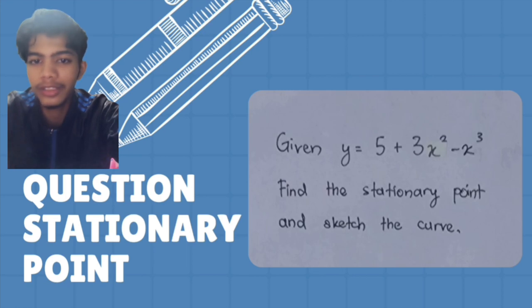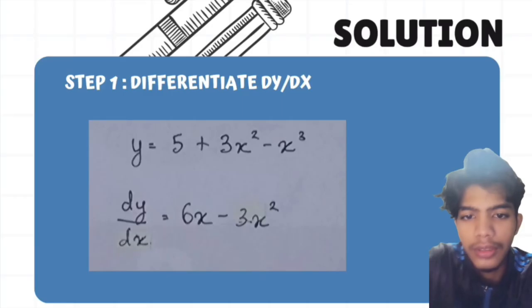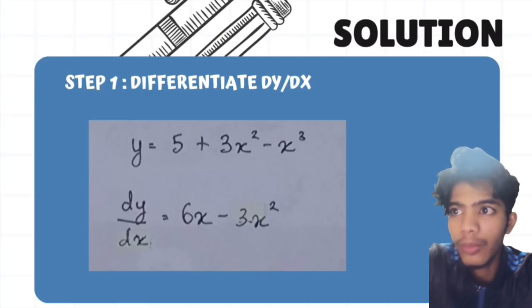Hi, my name is Muhammad Hafiz and I will present an example question of stationary point. Alright, I will read the question first. Given y equal to 5 plus 3x power 2 minus x power 3, find the stationary point and sketch the curve. Alright, so we will go to step 1.